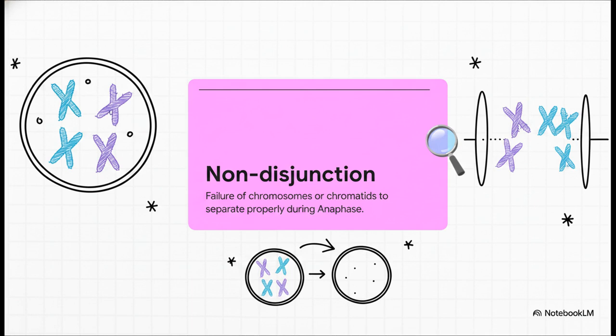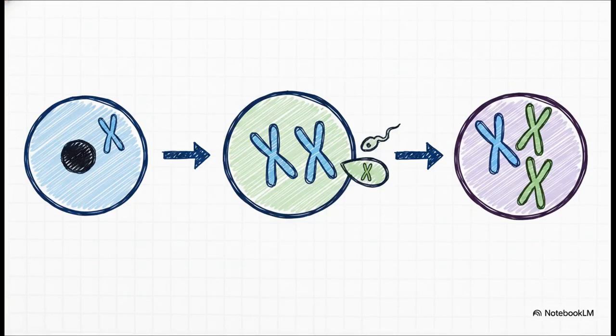So instead of moving apart equally to opposite poles like they're supposed to, they kind of stick together. This means one resulting cell gets too many chromosomes, and the other just doesn't get enough. The most frequently tested example of non-disjunction in humans is Down syndrome, otherwise known as trisomy 21. And here are the exact chronological steps you need to map out to get full marks on your exam. First, non-disjunction occurs at chromosome position 21 during anaphase. The pair simply fails to separate.